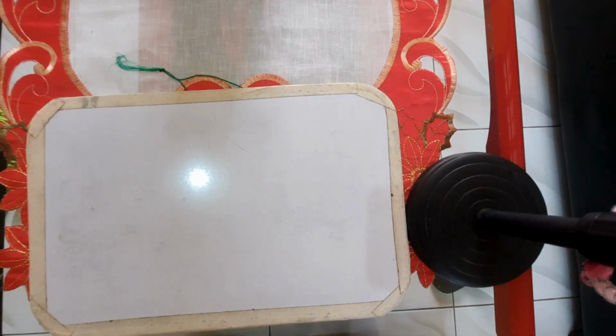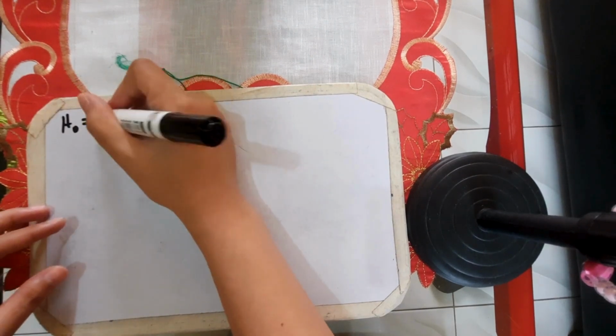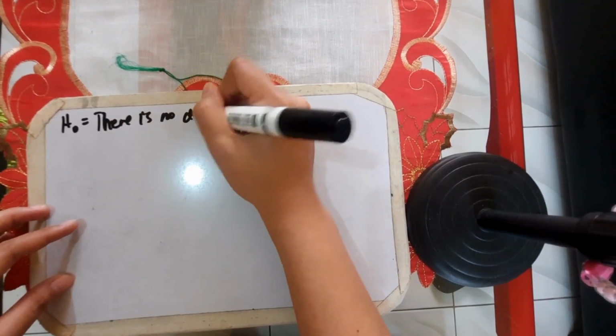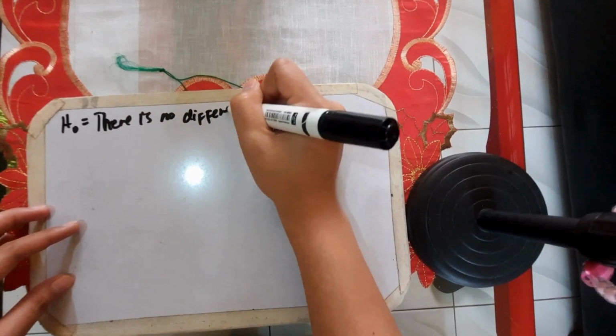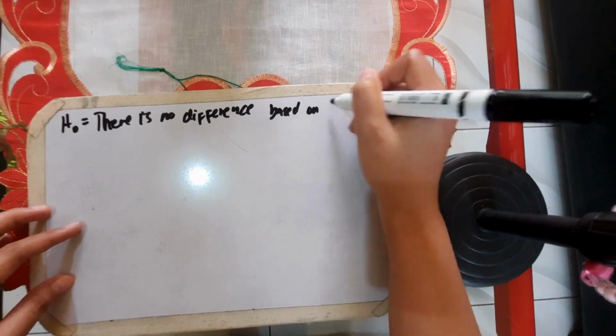The first step is having a null hypothesis and alternative hypothesis. For our null hypothesis, there is no difference based on their gender.